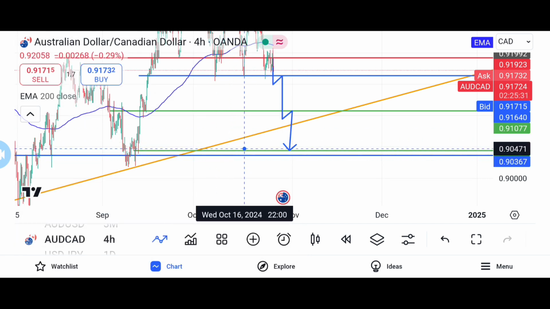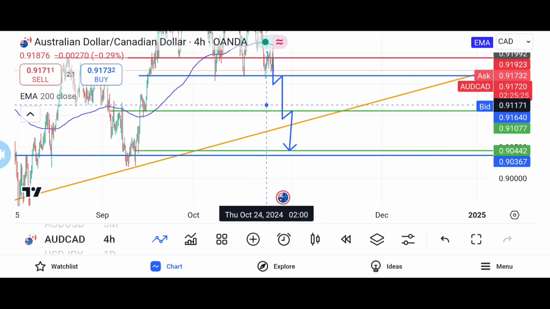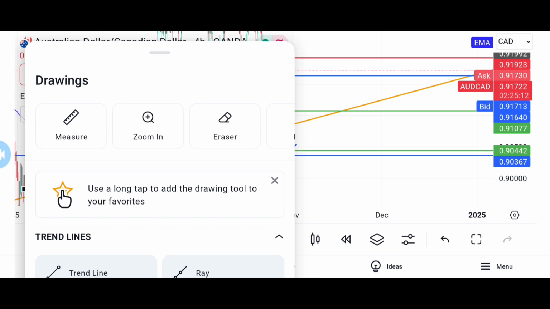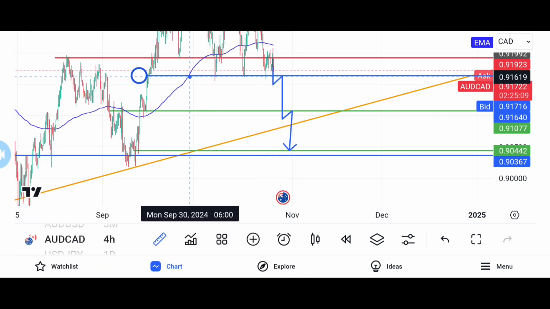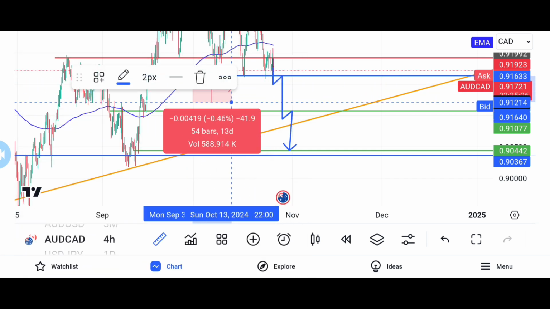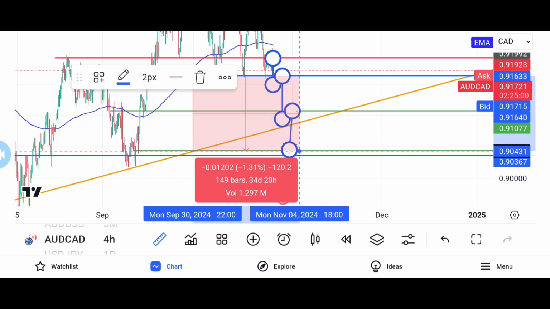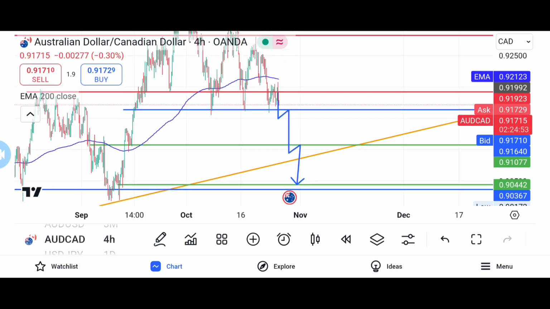So we shall close our trades at this zone because we are expecting that once the price action reaches here, buyers will take control. We are expecting to see the presence of buyers. Okay, so let us calculate the pips. How many pips are we targeting? We are targeting a total of around 120 pips.